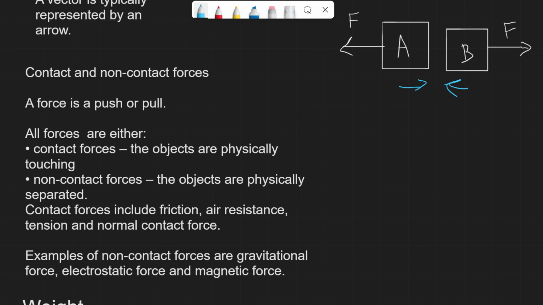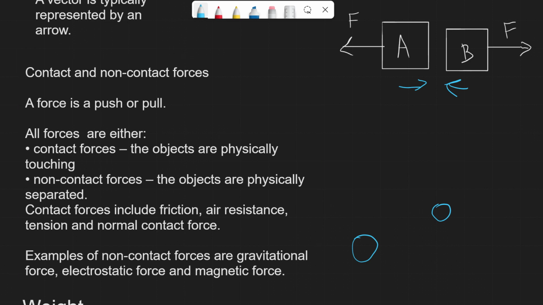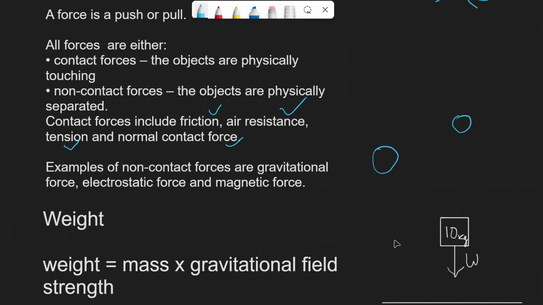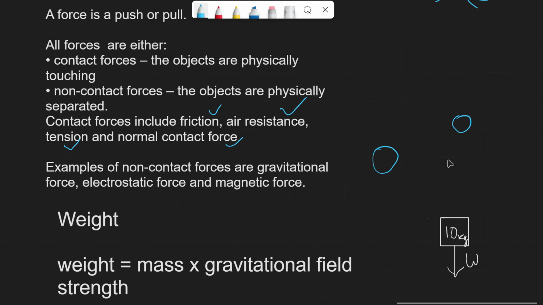So what do I mean by that? So you can have, for instance, 2 planets or 2 stars orbiting each other, and they're actually exerting forces on one another at a distance. Examples of contact forces, on the other hand, include things like friction, air resistance, tension, the normal contact force, additionally any collision forces as well. A special type of force which we'll need to consider is the weight.